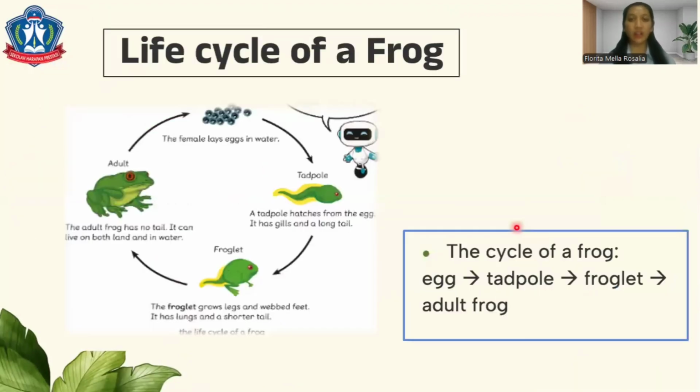Let's start with the life cycle of a frog. The frog here will start from the egg. The female lays eggs in the water and they will grow into tadpoles. A tadpole hatches from the egg and it has gills and a long tail. The tadpole will grow into a froglet. The froglet grows legs and webbed feet. It has lungs and a shorter tail. And then later it will grow into an adult frog. The adult frog has no tail. It can live on both land and in the water.